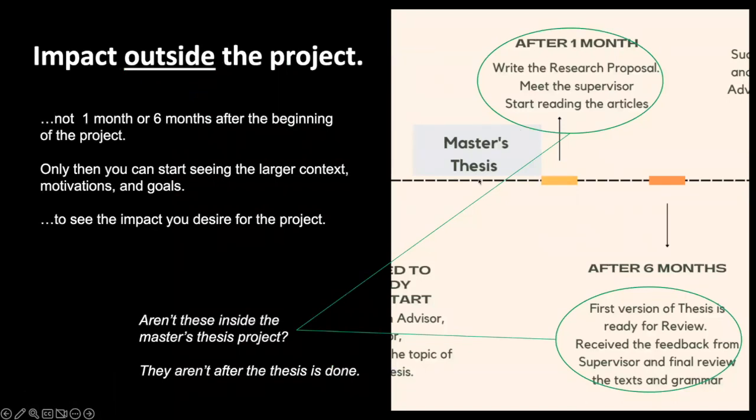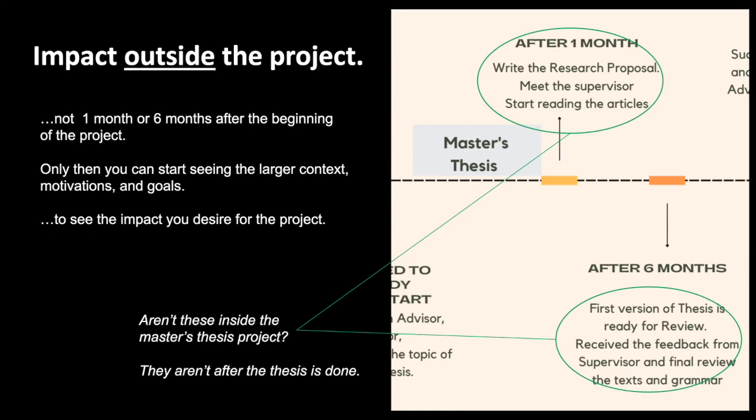Obviously, the person's project was a master's thesis. The way the person did this was that after 1 month, they had things like writing the research proposal and meeting the supervisor. After 6 months, the first version of the thesis is ready. It got me thinking that these are things that happen inside the project. But these are actually things that should happen inside the box when it says master's thesis.